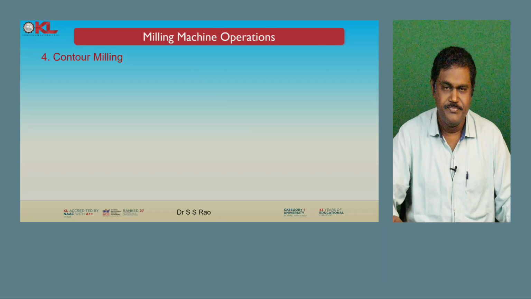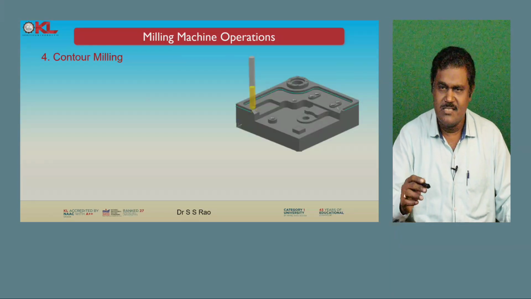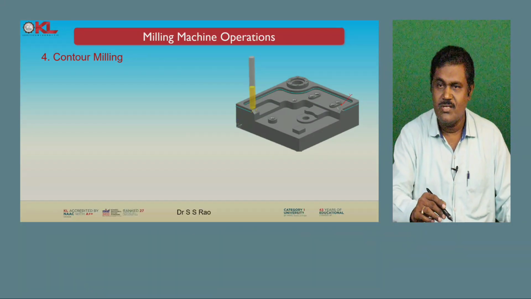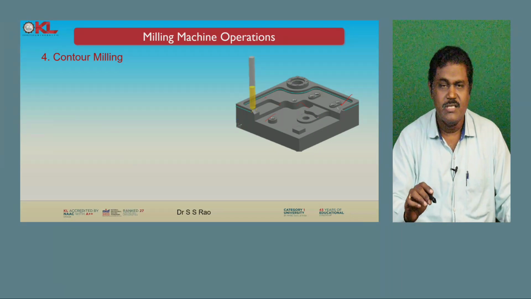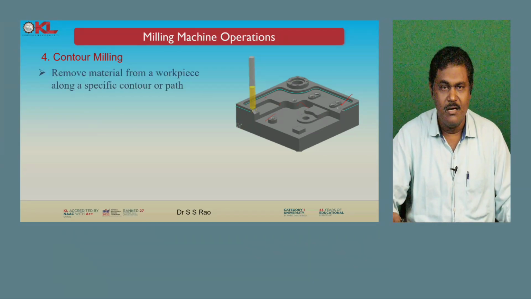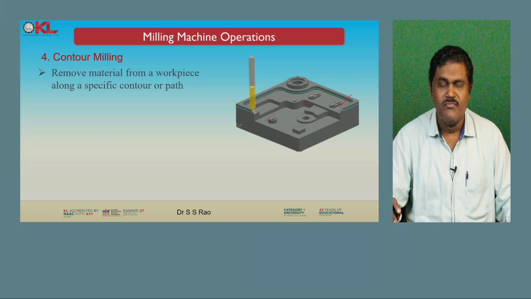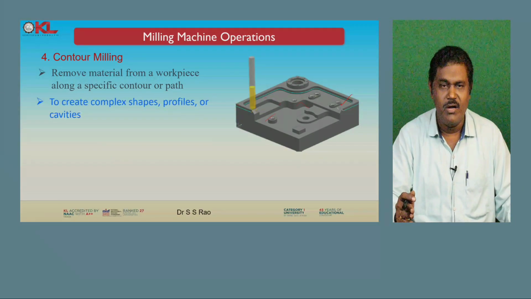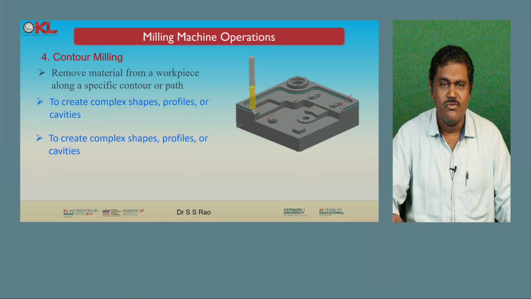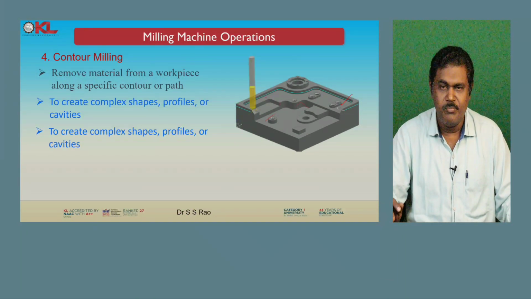Next, contour milling. Now observe this figure. There are different contours. Here this is one contour and this is another contour. There are several contours you can produce using this contour milling cutter. It removes material from a workpiece along a specific contour or path, to create complex shapes, profiles or cavities.